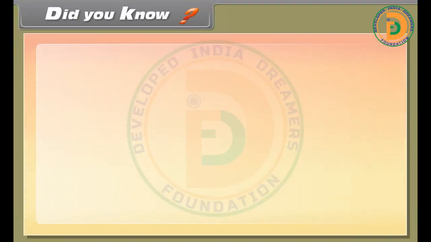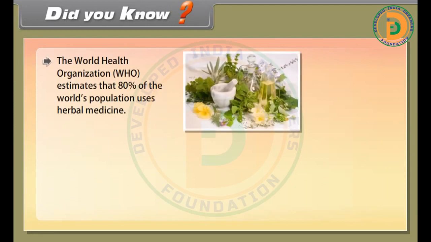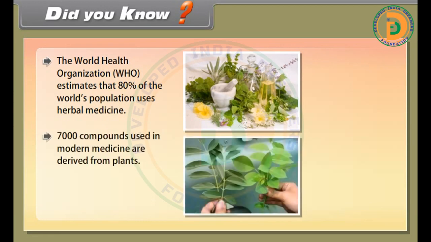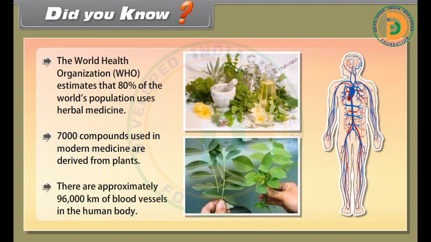Did you know? The World Health Organization estimates that 80% of the world's population uses herbal medicine. 7,000 compounds used in modern medicine are derived from plants. There are approximately 96,000 kilometers of blood vessels in the human body.